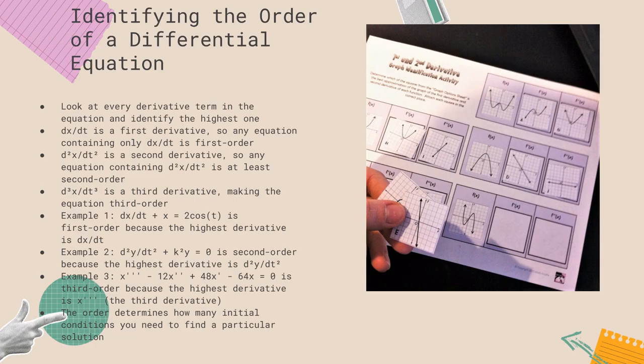The order of a differential equation is determined by its highest derivative term. For instance, an equation with d²x/dt² is at least second order. The order is important because it dictates the number of initial conditions needed to find a particular solution.